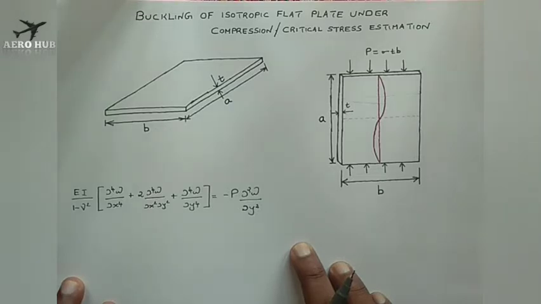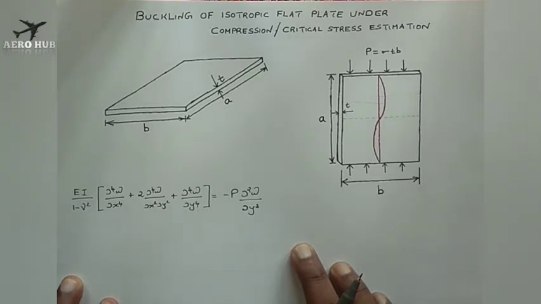In the last lecture we discussed plates, the classification of plates, and the application of plates in airframe sections. In this lecture we will estimate the value of critical stress at which the plate will undergo buckling. The heading is buckling of isotropic flat plate under compression, or critical stress estimation of a thin plate.